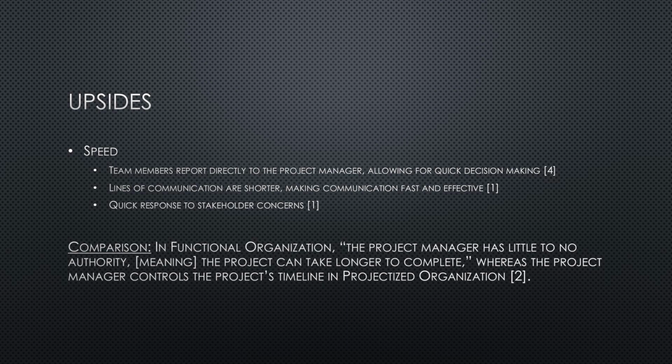There's also shorter and fewer lines of communication, and of course we learned in Brooks' book that a lot of lines of communication can make the project more complex and add a lot of work to it. So that's definitely an upside, that there's fewer lines of communication. And there can also be a quicker response to stakeholder concerns. And these upsides compare to functional organization because the project manager can control the timeline of the project, whereas in a group it's a little uncertain where the timeline is.